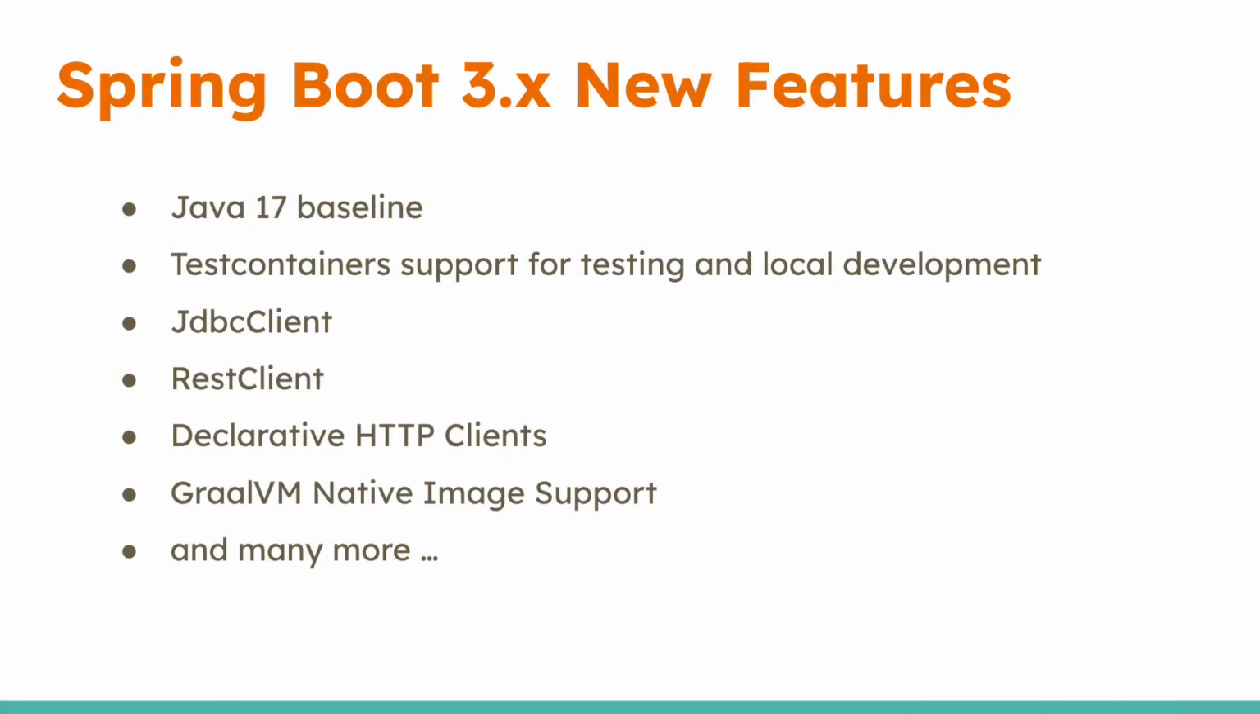Spring Boot 3 is baselined on Java 17, which means if you want to use Spring Boot 3, you need to use at least Java 17 or any of its newer versions like Java 21. So if you are still using any older version like Java 11, Java 16 or something like that, you need to plan to upgrade to at least Java 17 in order to use Spring Boot 3.